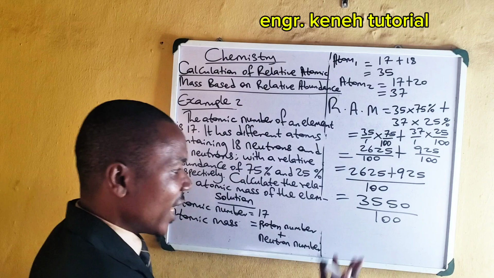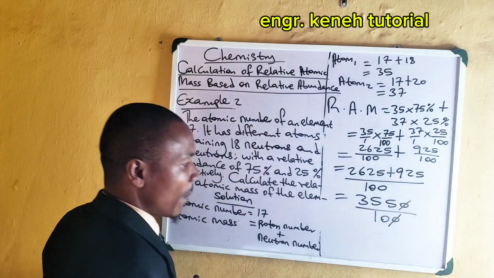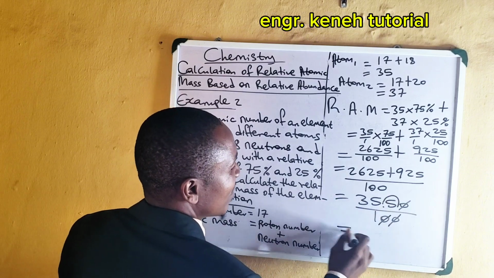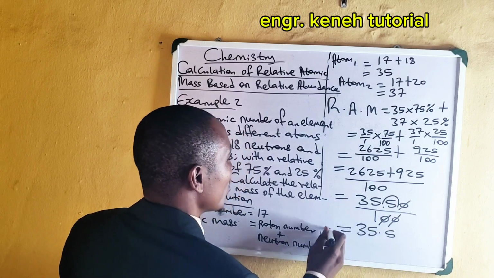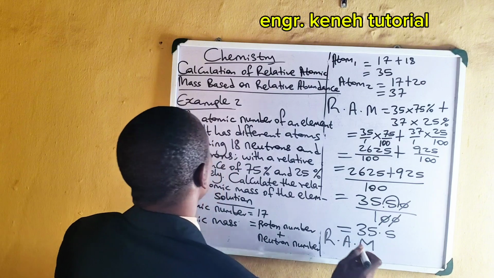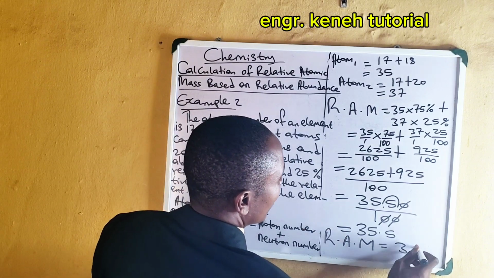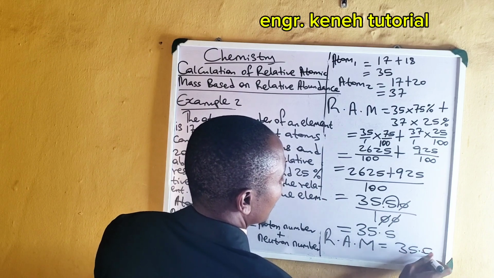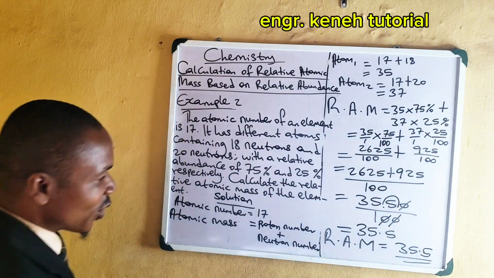Is it clear up to this point? All right, at this point, I'll cancel 0, cancel 0. When I cancel 0 again, I'll move like this, I'll have like this. So that means that this will give me 35.5. Can you see? So the relative atomic mass of this element is 35.5. Can you see that? All right, so that is how to obtain it.